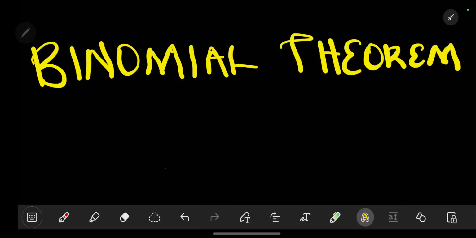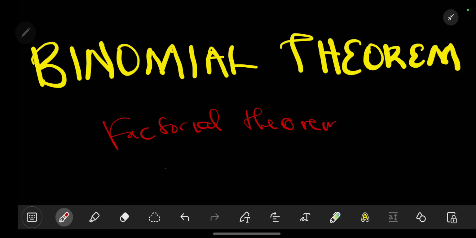So here today we are going to be solving the binomial theorem. We are going to expand using the binomial theorem. What are some of the things that we need to know? We need to know some rules on the factorial theorem. So how does it work?